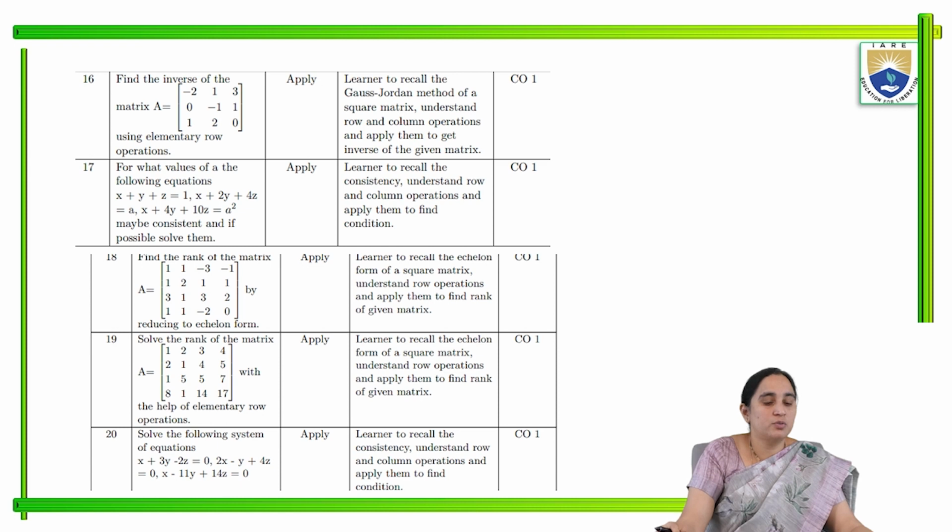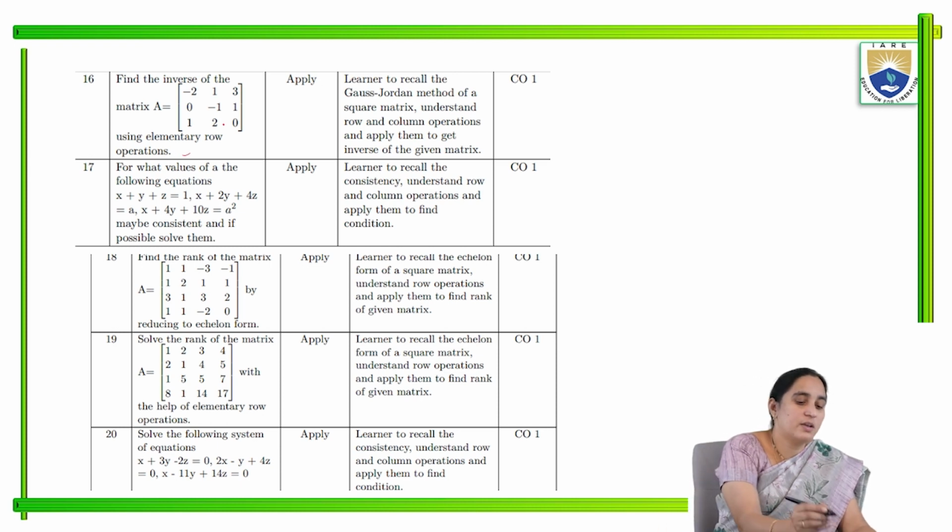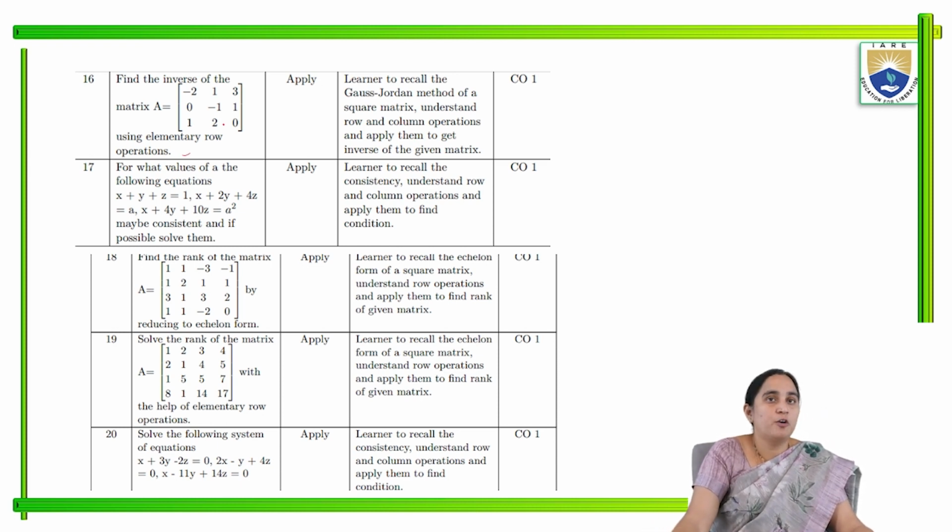By using the Gauss-Jordan method. Here, what are they given? Using elementary row operation. No need to confuse. Using elementary row operation means that is the Gauss-Jordan method only. From the Gauss-Jordan method, we have to find the inverse of A. That A inverse is equal to B by using only row operations.